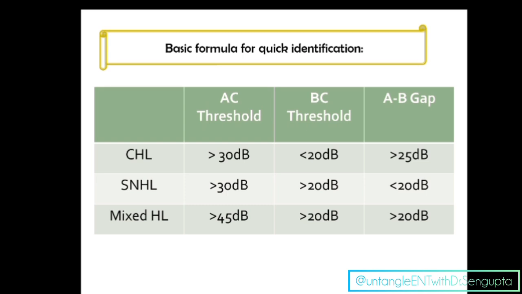Now here's a very basic formula for the quick identification by seeing the graphs. If we can remember this, then it is well and good. We can very easily identify and interpret the graph. For a conductive hearing loss, the air conduction threshold should be at least more than 30 decibel, bone conduction threshold should be less than 20 decibel, and the air-bone gap should be more than 25 decibel.